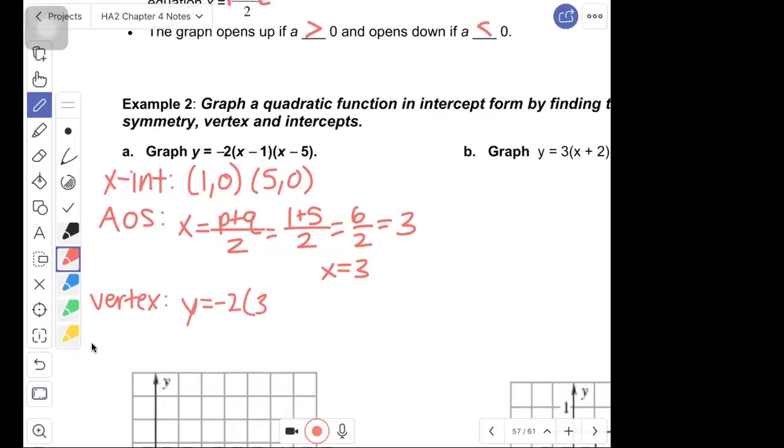So we're just going to plug that x in. This gives us -2 times 2 times -2. This gives us 8. So then our vertex is our x from our axis of symmetry and that y we just found. So it's 3, 8.